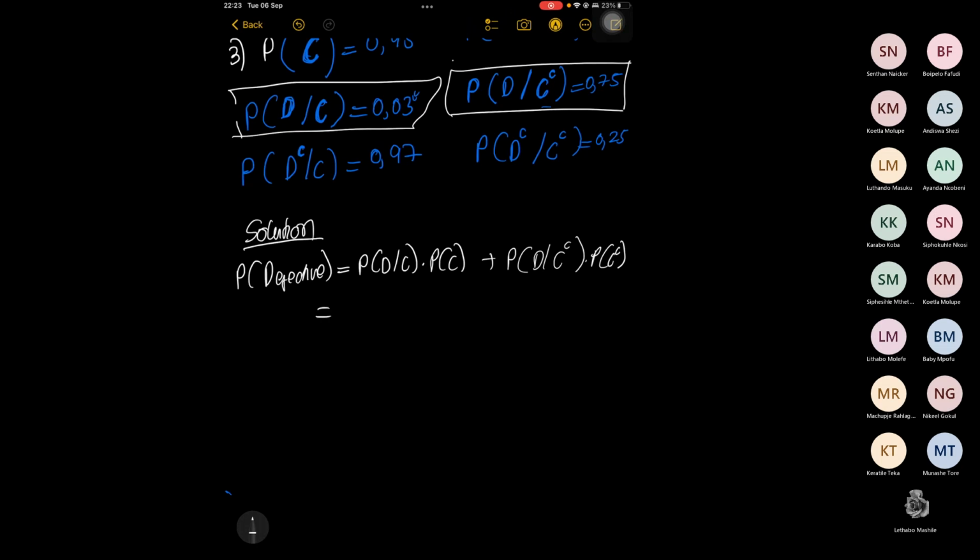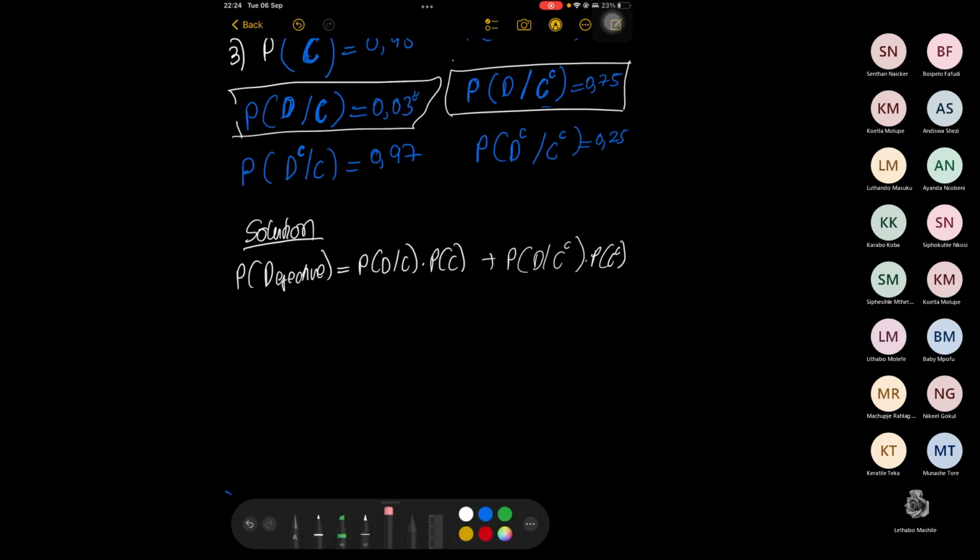As I said earlier on, I'm just going to keep on doing this just for you to see. D over C times C is the same as D. Then plus D over C complement times C complement is the same as D. That's how you go about it, isn't it?